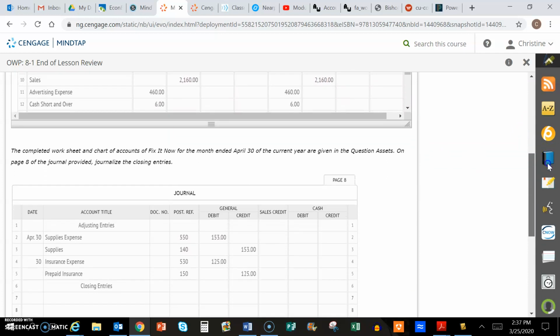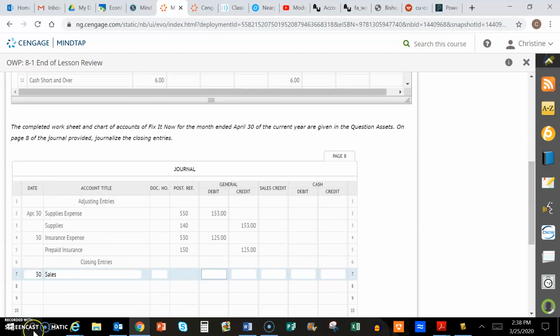So I go to my journal and I'm going to do 30 because it's going to be April 30th. Sales has a credit in the worksheet. So I want to debit sales for the same amount that I see in the worksheet, which is the $2160. All transactions have to have one debit and one credit, so I'm going to close that into income summary. You'll notice there's no source document for these. Just like the adjusting entries, there's also no document number for a closing entry. So that's the first one.